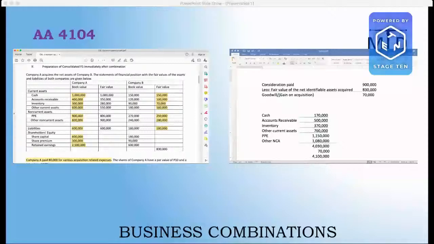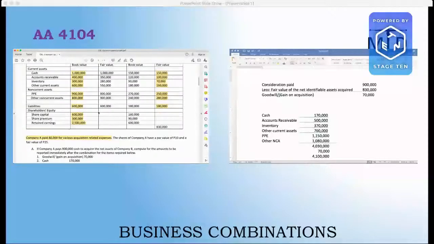Hopefully, you are able to have a clear understanding now on how to arrive at the amounts that will be reported in the combined financial statements immediately after the combination.